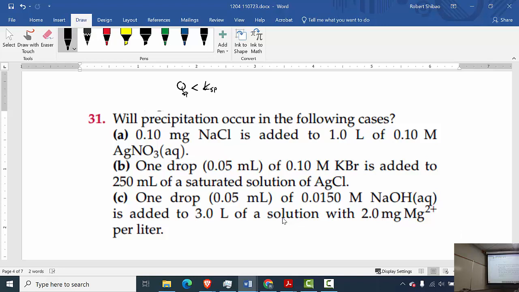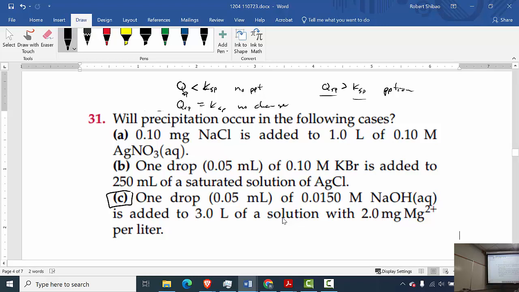And we get no precipitation. If Q is equal to K_sp, then we're at equilibrium, no change at equilibrium. Now, if Q_sp is too big, then we have to go backwards. If we go backwards, then we get precipitation. And so basically, we're just going to compare Q_sp and K_sp and see which of these three scenarios it is. And so we're going to just do C. One drop, 0.05 milliliters of 0.0150 molar sodium hydroxide is added to 3 liters of solution containing 2.0 milligrams of magnesium ion per liter.